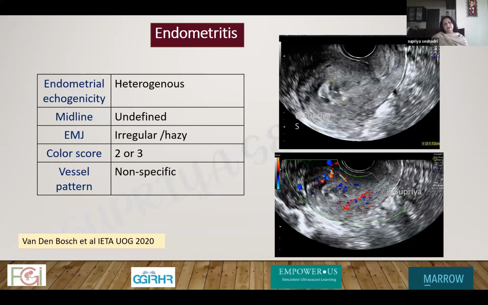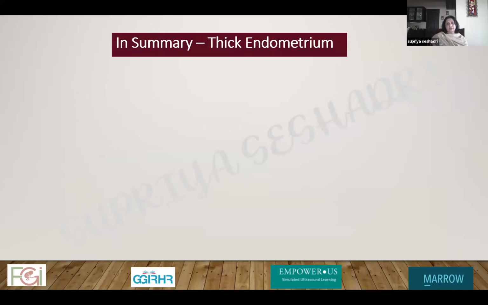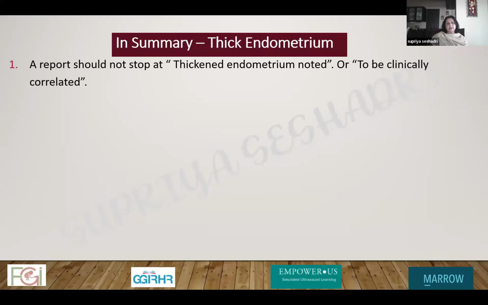The other category we see of a thickened endometrium is endometritis. Here, the endometrium is heterogeneous. The midline, again, is not seen. The EMJ is irregular or hazy because of edema. Color score 2 or 3, and vessel pattern non-specific. So in summary, I've only addressed thick endometrium in the non-pregnant category.